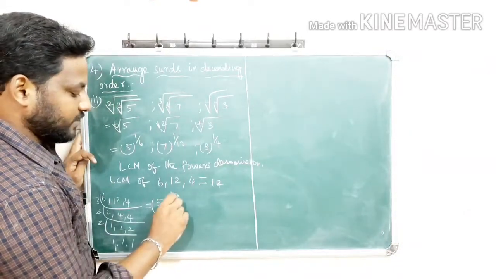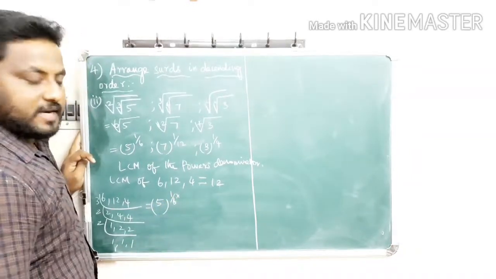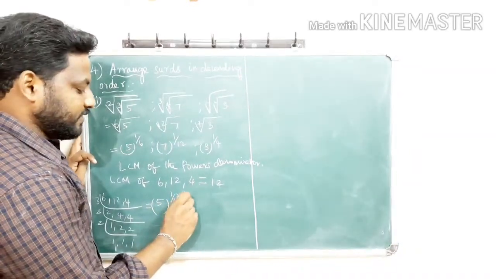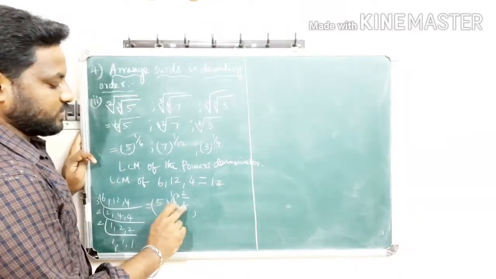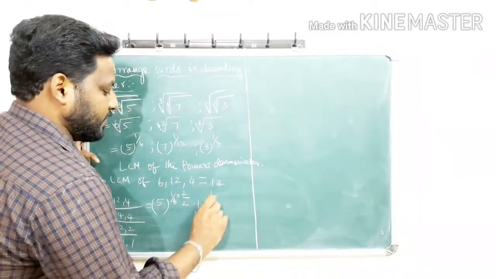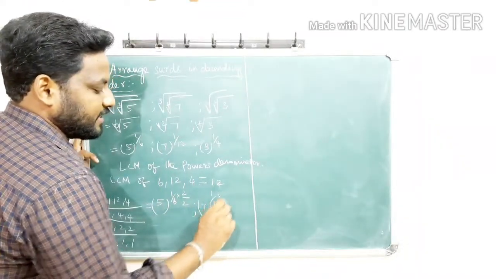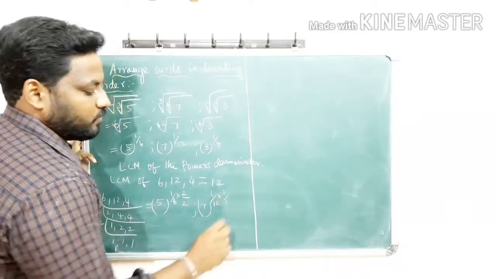So we have to get the denominator as 12. So what is the number we have to multiply with 6? We have to multiply 2 by 2. So this is the first number, 6 2s are 12, and the next number is 7 power 1 by 12. The denominator is already 12, so you can multiply with 1 by 1.